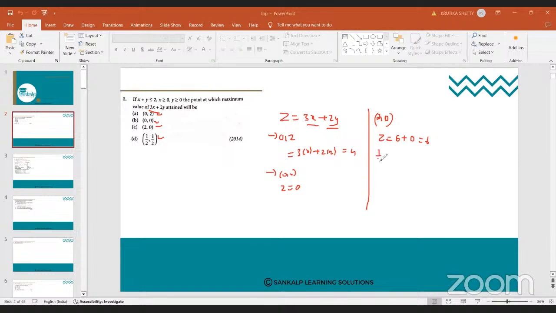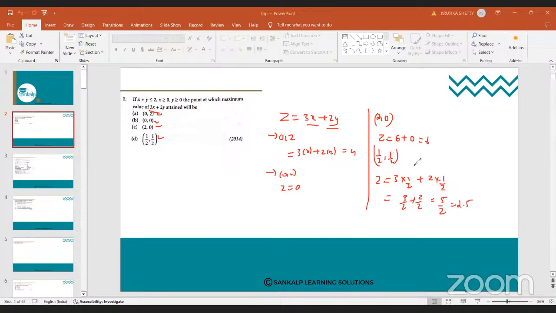And then when I replace it by (1/2, 1/2), see what the solution will be. z will be equal to 3 into 1/2 plus 2 into 1/2. So when we add, it will be 3/2 plus 2/2, which is 5/2, and 5/2 is nothing but 2.5.